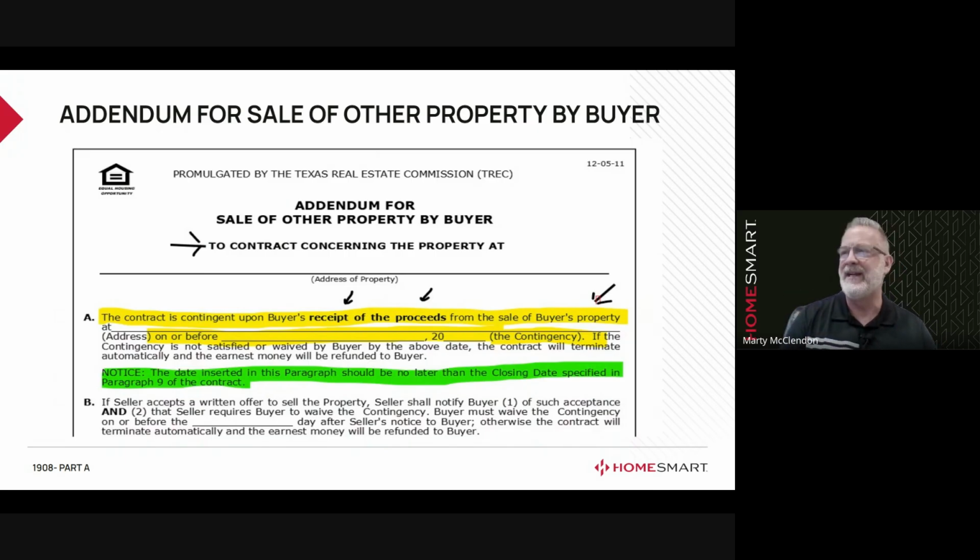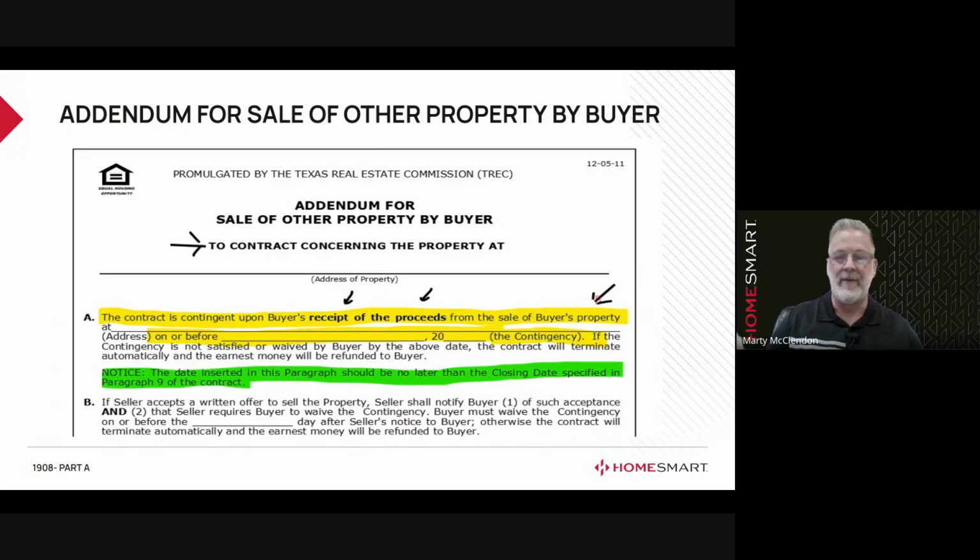Paragraph 2 says, if seller accepts a written offer to sell the property, seller shall notify the buyer of such acceptance. Okay. And that seller requires buyer to waive the contingency. Buyer must waive the contingency on or before blank days after the seller's notice to buyer.